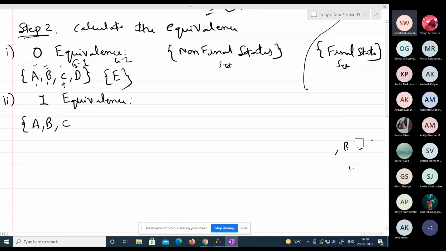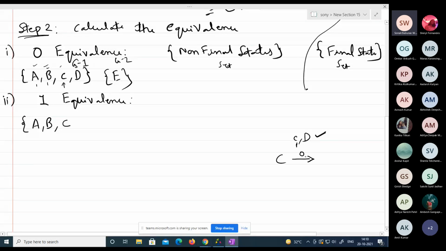So for D also, we can find the pairs, like it can be AD or it can be BD or it can be CD. But the thumb rule over here is that always check the previous state. Always compute the equivalence for pairing, just take the previous state. So I am taking C comma D over here instead of AD and BD. Okay, I'm taking CD. Now you have to write down the values.